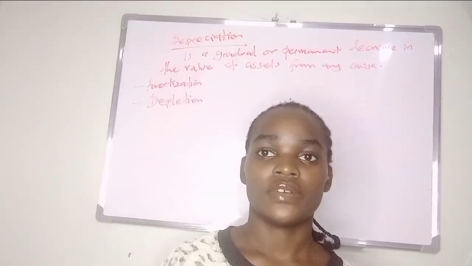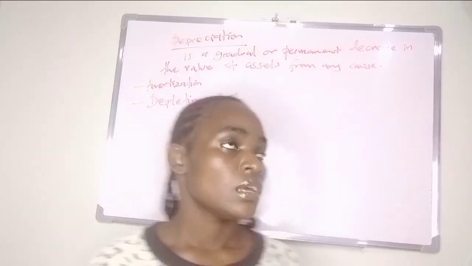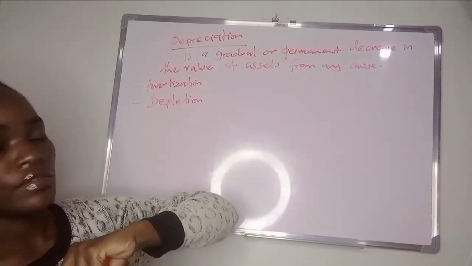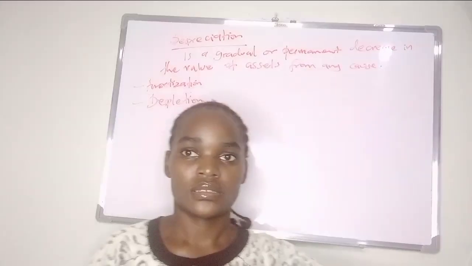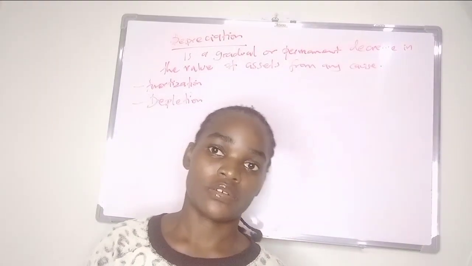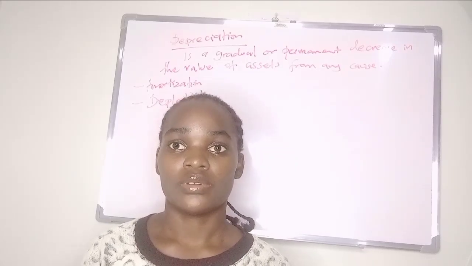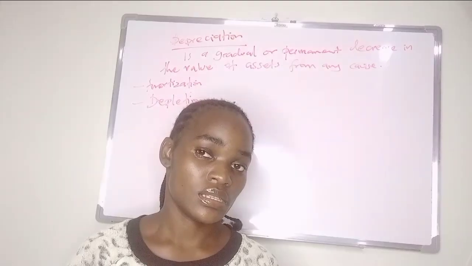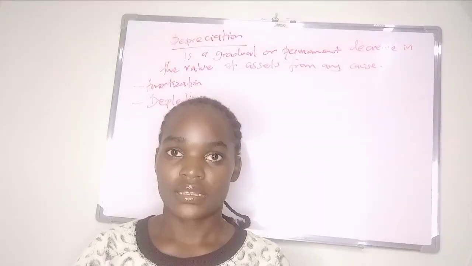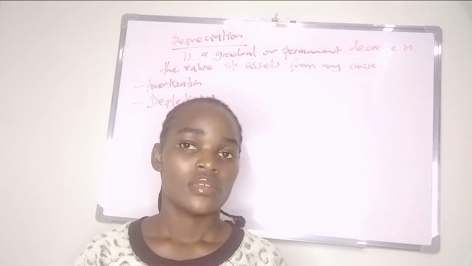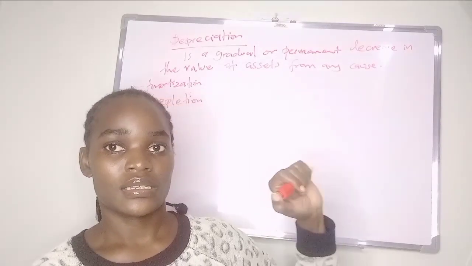We shall start by defining what depreciation is. Depreciation is a gradual or permanent decrease in the value of an asset from any cause. The decrease in the value of an asset, that's what we call depreciation. Depreciation applies to only fixed assets. Fixed assets are those assets that stay in a business for a period longer than 1 year. So it is only for fixed assets.